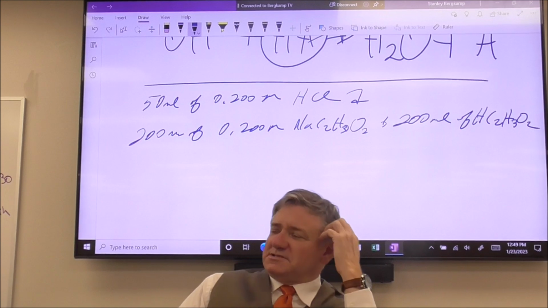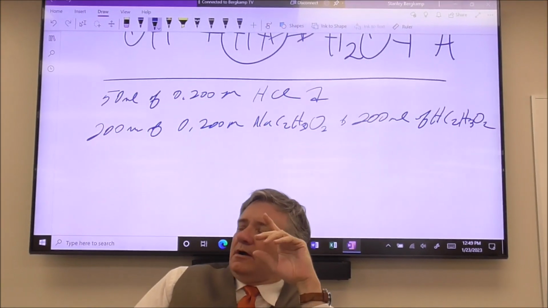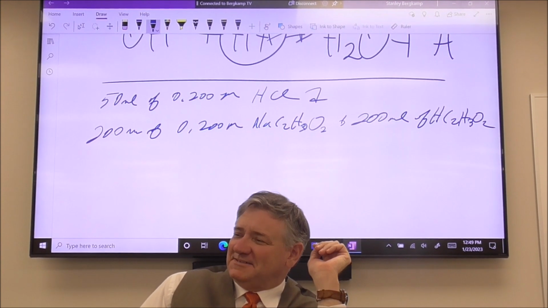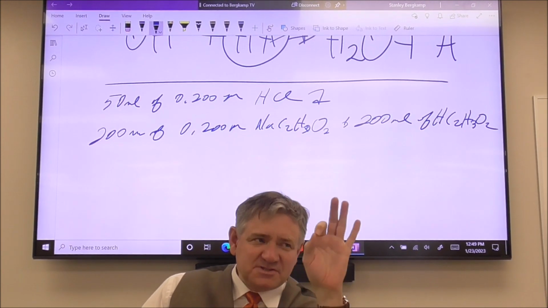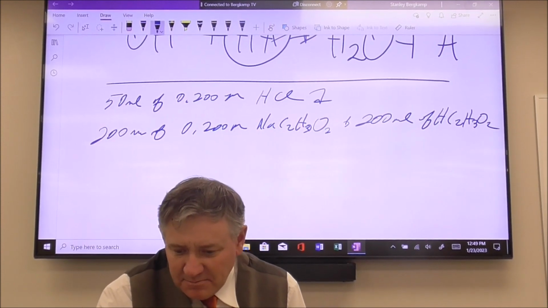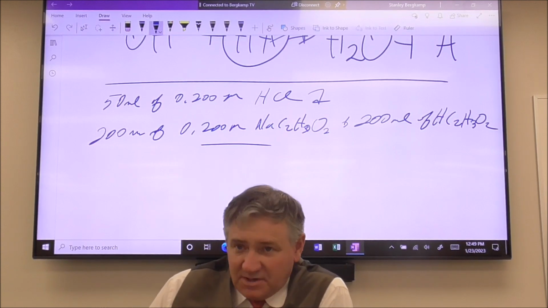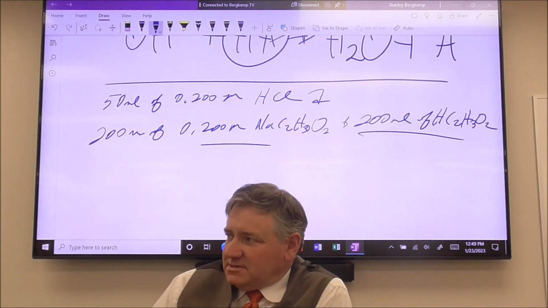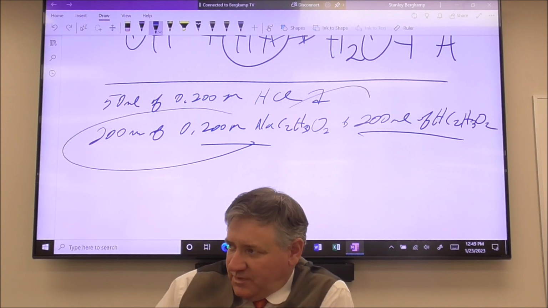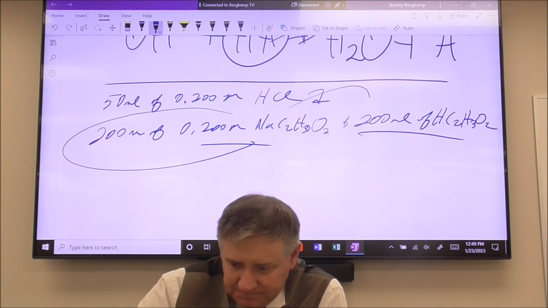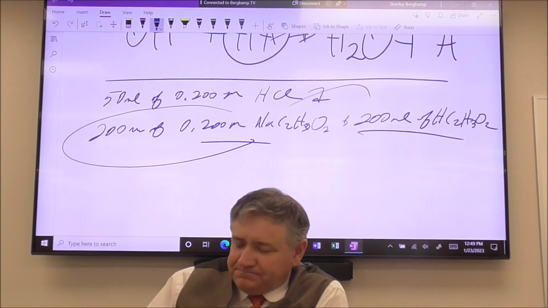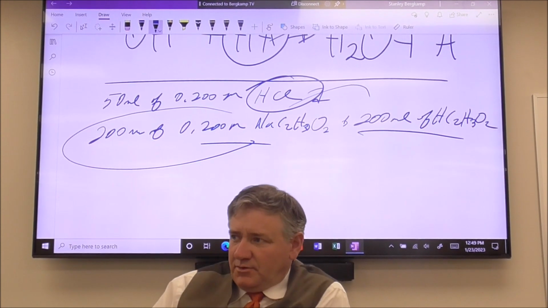So, here's the situation. Okay, so visualize this. I've got a beaker in which I've mixed 200 milliliters of a 0.2 molar solution of sodium acetate and 200 milliliters of acetic acid. Okay, so this gets mixed with this, okay? Total volume, here we go, 400 milliliters, boom, there you go. Now, here's the deal. To this, I'm going to add hydrochloric acid.